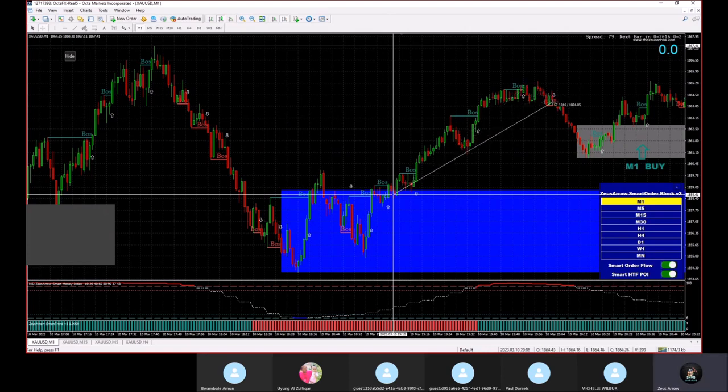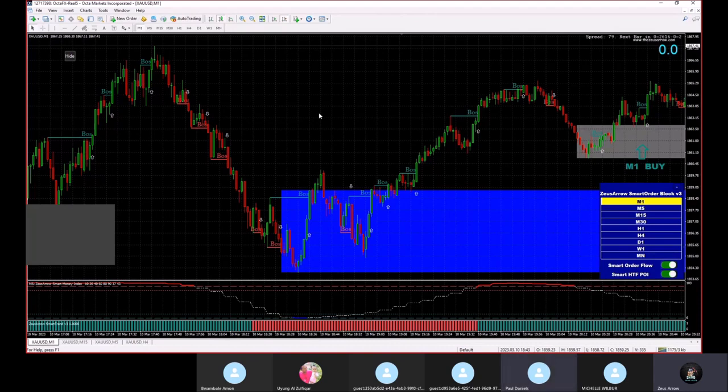Or you can just exit on the opposite direction of break of structure. So you can use the 1 minute confirmation to enter. You can use the 1 minute confirmation to exit from the trade.